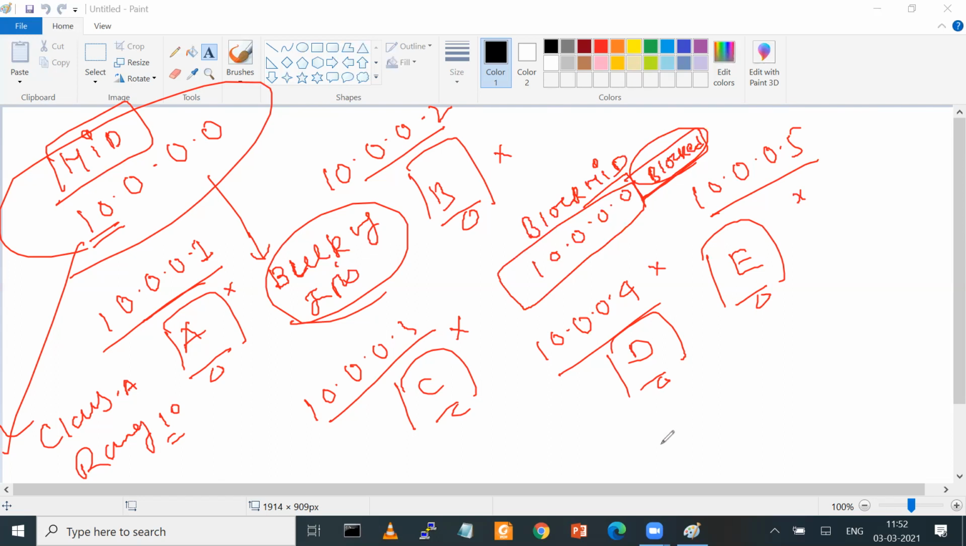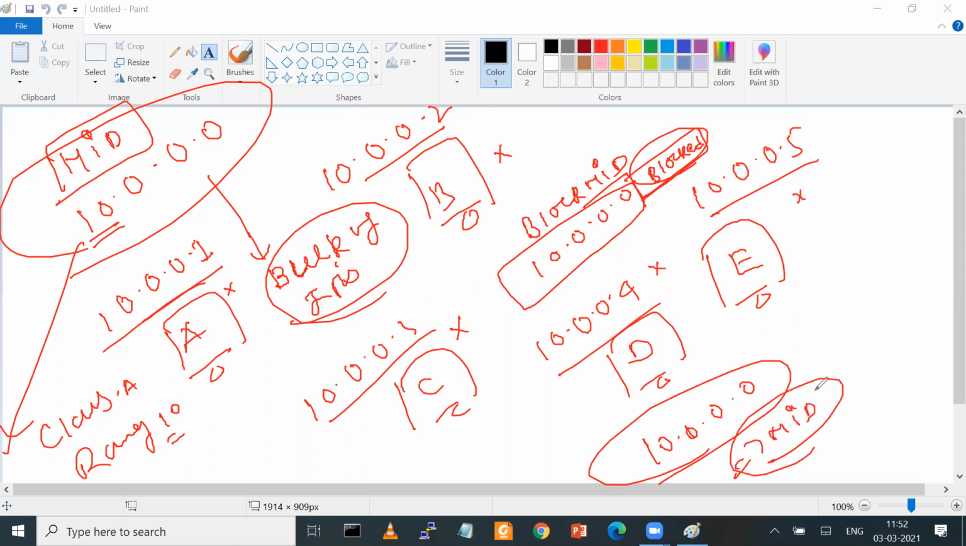If you want to allow all IPs, instead of allowing each and every IP, we just have to allow the network ID. So that's the use of network ID. I hope everyone understands this network ID concept. Yes, yes, sir.